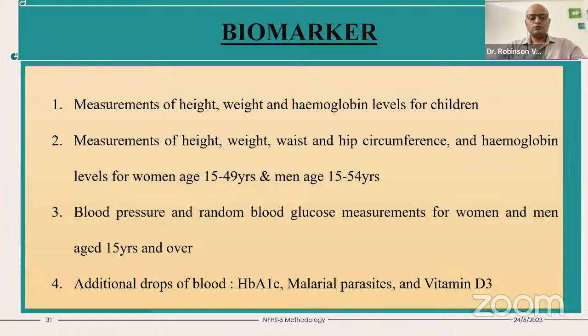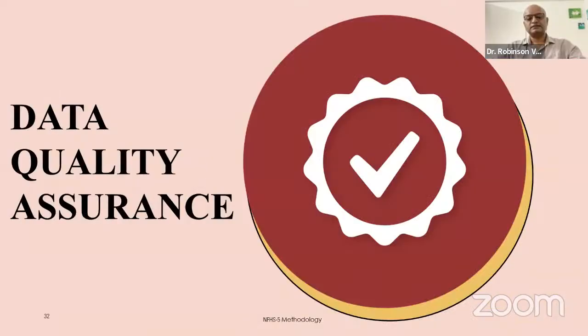A few additional drops of blood from a fingerprint were taken for laboratory testing for HbA1c, malarial parasite, and vitamin D3. All eligible men and women were given a referral card. The results of all measurements and tests were immediately given to the respondents in the field along with an info brochure. Results were explained to respondents by the specially trained investigator who had conducted the test.